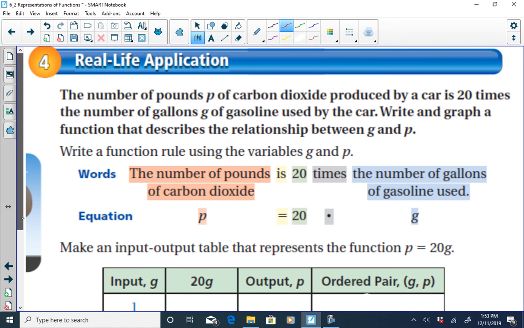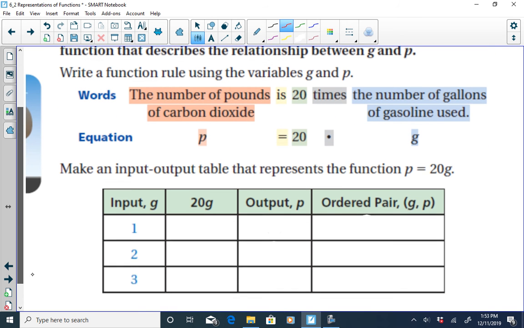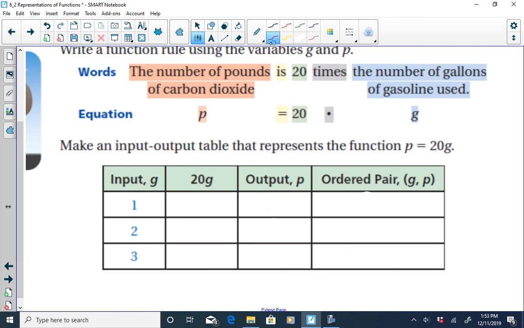Here it says the number of pounds, P, of carbon dioxide produced by a car is 20 times the number of gallons, G, of gasoline used by the car. Write and graph a function that describes the relationship between G and P. Here's our function rule. P is going to be equal to 20 times G. We put that in the form of a table.